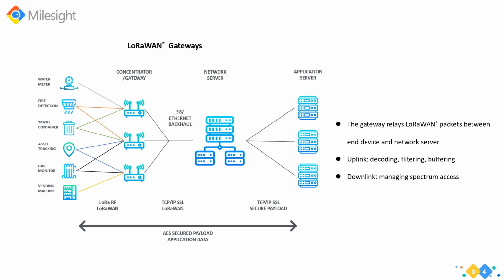And the privacy of the actual payload is ensured between the end device and the application server, through the encryption and the decryption of the payload. So actually, the gateway does nothing on the packets. The gateway doesn't participate in any encryption work. The gateway is just a dumb device here that only relays or forwards packets between the end device and network server.